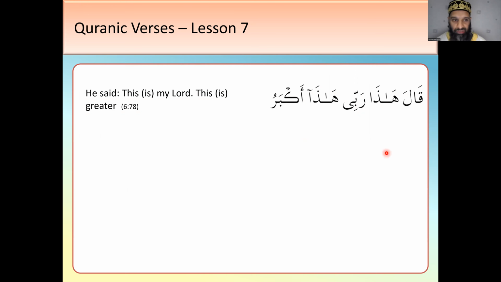It takes practice. You're going to have to practice and learn those tables again, but Qala is done. We've done it today. Hadha we've done. Rabbi, the ya makes it my. Rabb means Lord. Hadha we've done. Akbar is from Kabura. We know Kabir. It's got something to do with Kabir, great. Right? So Akbar means greater. We've not done that pattern, and we don't do it in this course.